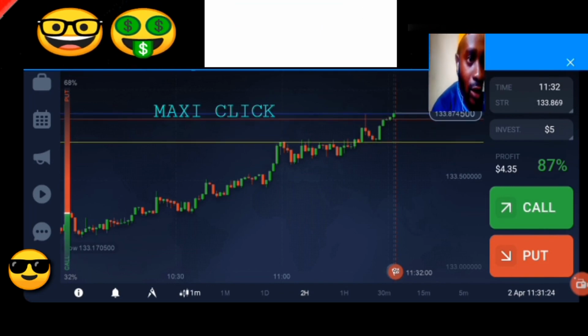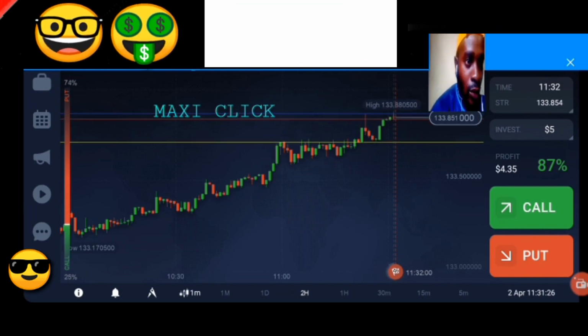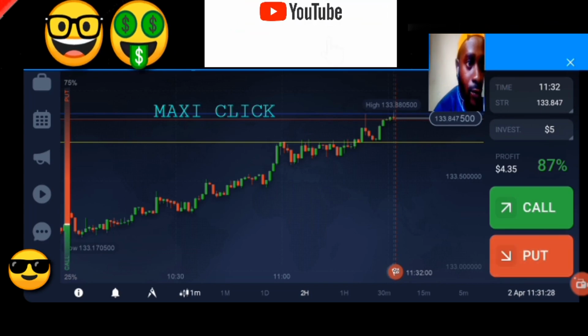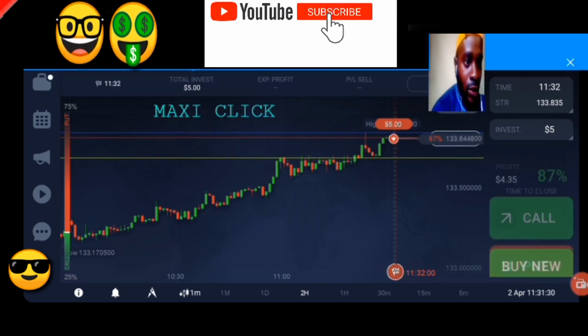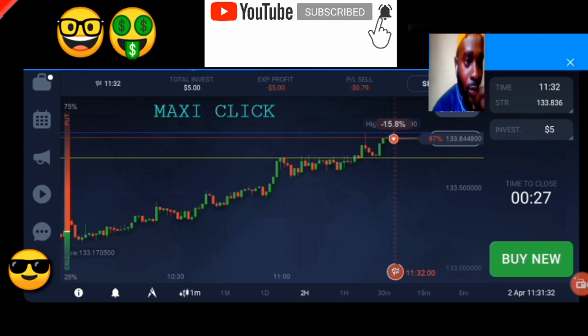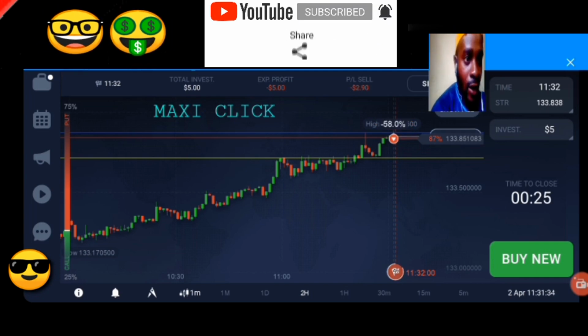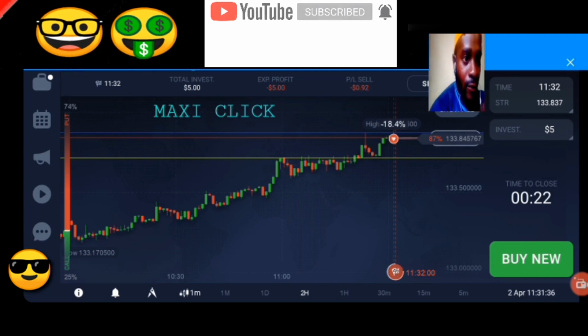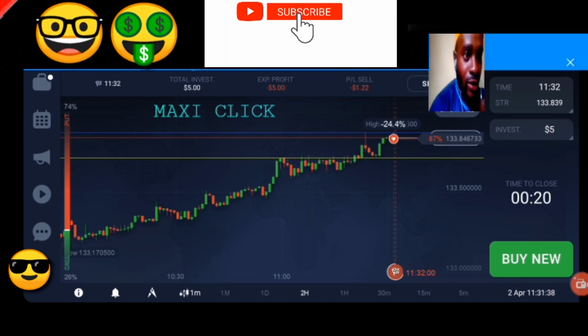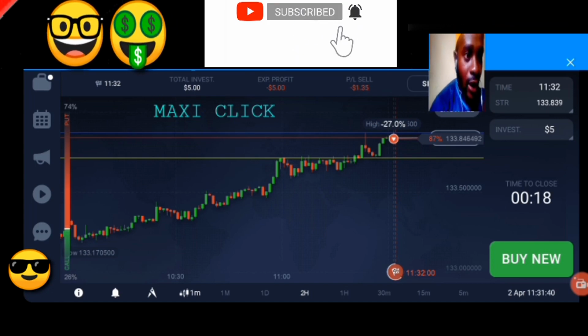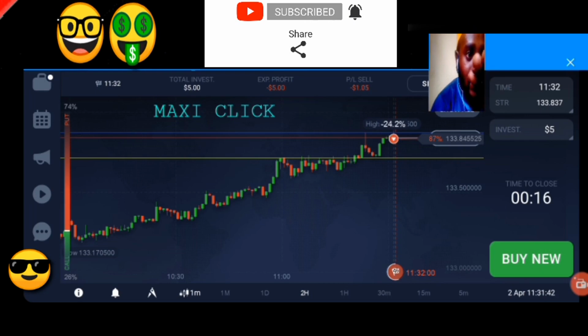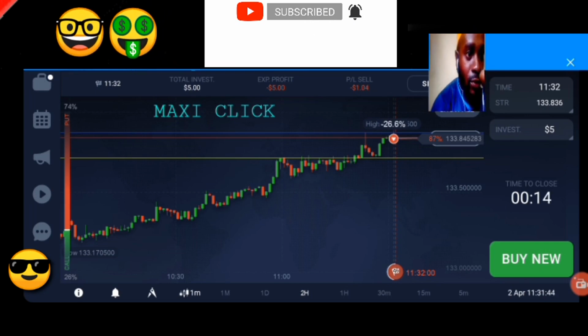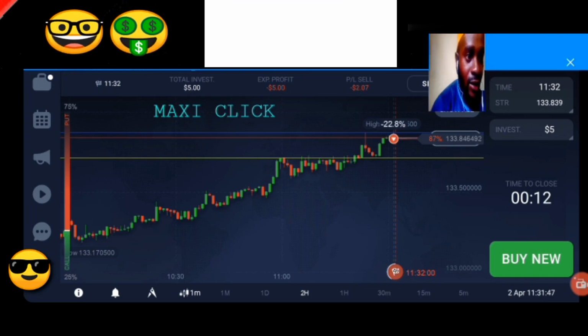Once it touches the line and pulls back, we are going to take the trade. It touched the blue and pulled back, so I now had to put. If you check, that's the resistance line up there, which is the blue. The red had shown me that it was weak when it crossed the red and touched the blue and descended back, so I now had to put.